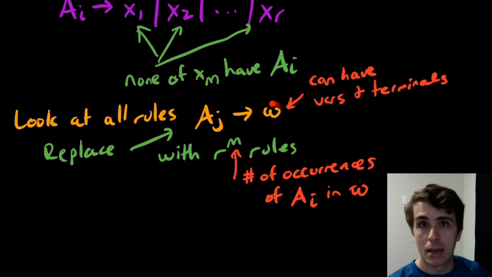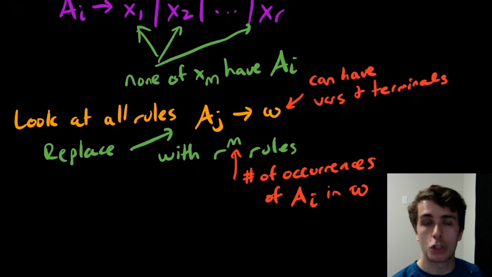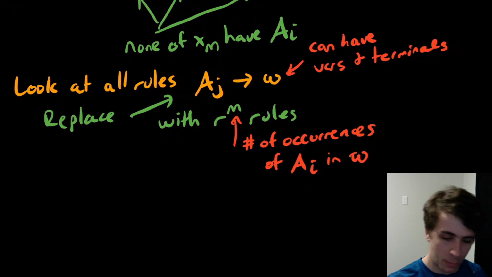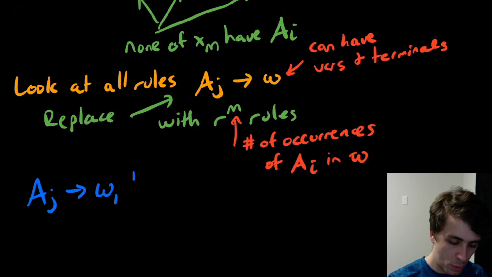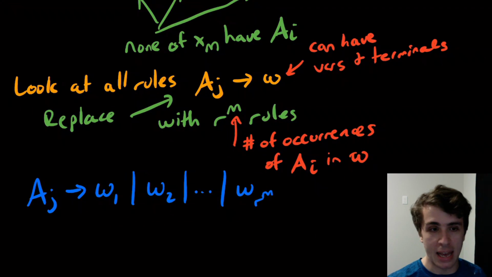If AI occurs 0 times, then we're going to replace this with one rule, and in fact it'll be the same rule, so nothing will change. But if AI does appear over here, we're going to replace it with a whole bunch of rules. If you saw the Chomsky normal form video, this is almost identical to one of the steps there. So what is it going to look like? It's going to look like aj goes to omega 1 or omega 2 or omega r to the m. So the number of right-hand sides here is indeed r to the m.